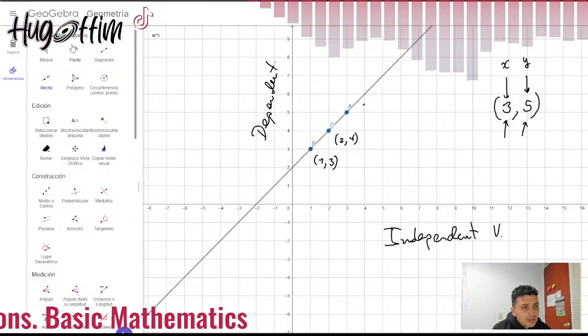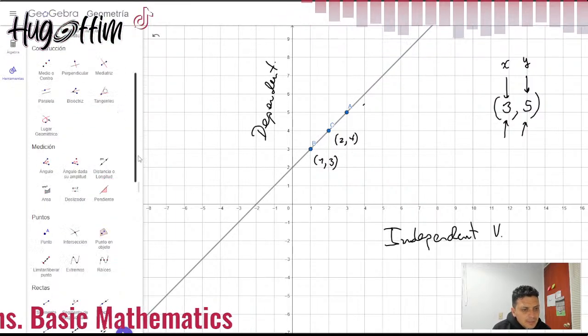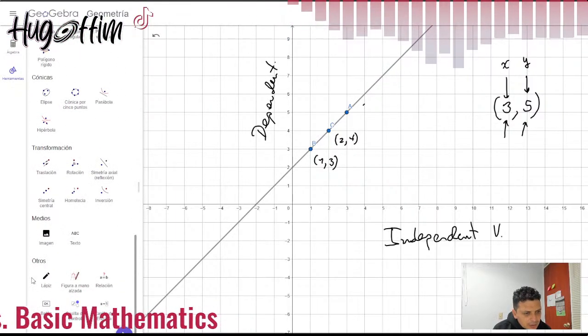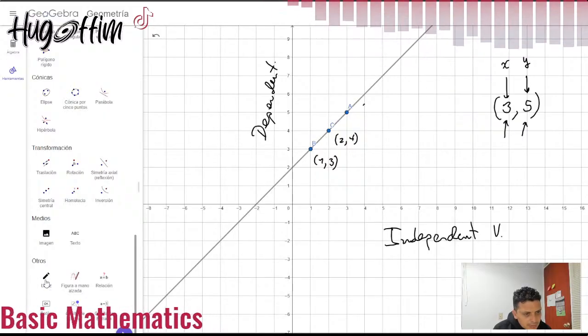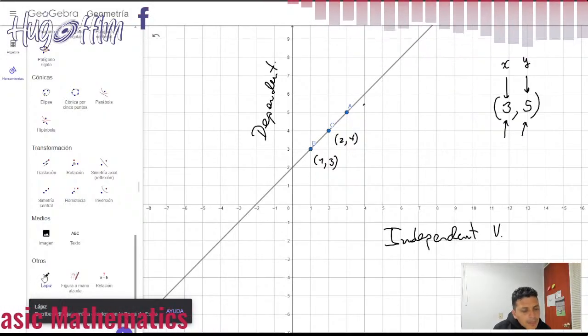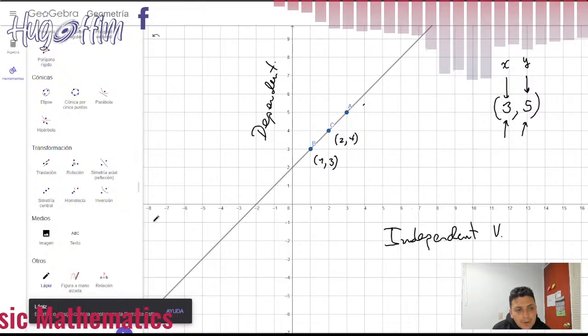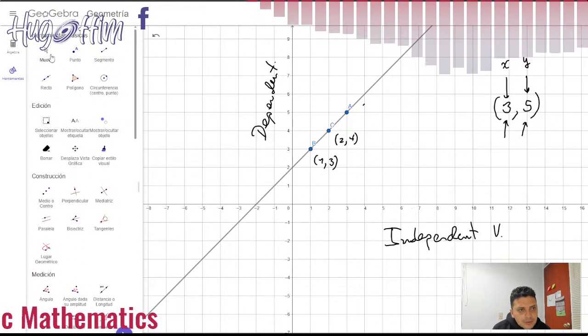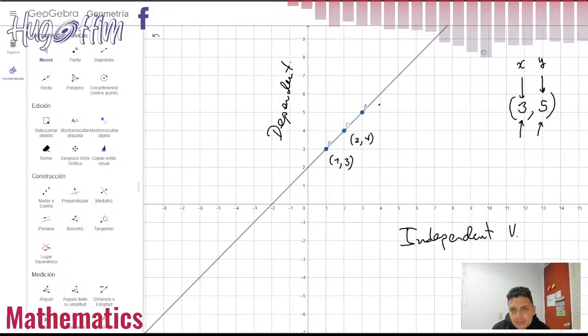So I'm going to write here the data. Let me see if I can have an eraser here. I don't remember. No, I don't think I have an eraser here, so I have to erase by selecting.